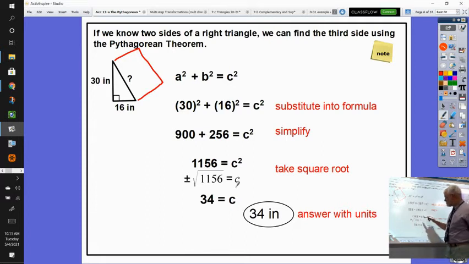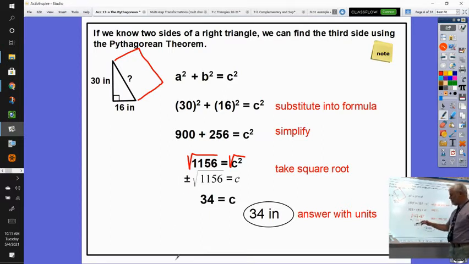What you're really doing when you solve this equation is you're taking the square root of both sides of the equation, still maintaining your balance here, doing the same thing to both sides. The square root of C squared is C, and the square root of 1,156 is 34. It happens to be a perfect square.